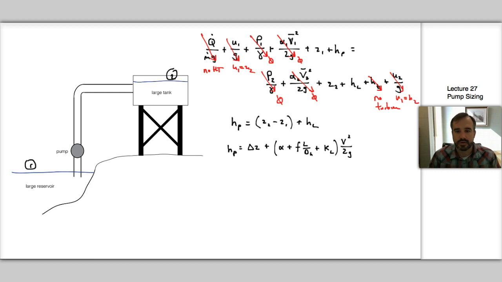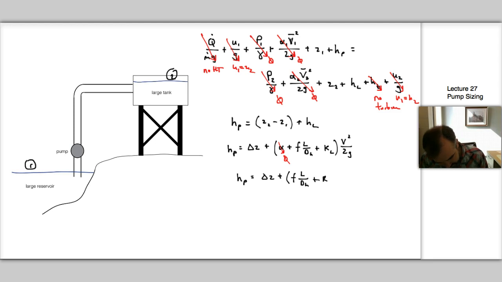Okay, so what I've done here is assumed for this general purpose that our V1 and V2 are not negligible, and so we keep alpha. F L over D sub H is our typical head loss term, and then K sub L is dealing with the fittings. So what I did was I just pulled V squared over 2G out, and for our particular case, where the V's are 0, this alpha goes out, so that would be 0. And so we end up with H sub P is equal to delta Z plus, really H sub L, but it's going to be F L over D sub H plus K sub L, times V squared over 2G.